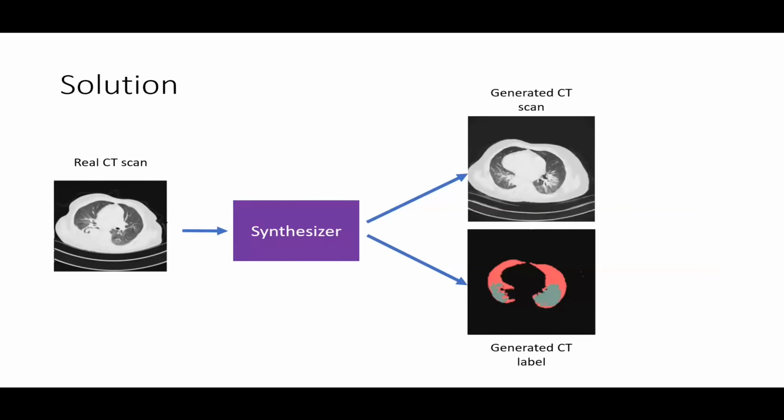So the solution here is using real CT scan images and passing them through a synthesizer, so generative models and so on, to create new images of CT scans with their respective labels for segmentation, which is what we're seeing here.